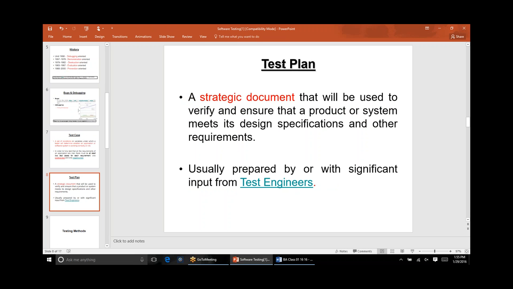Test plan. Make a note of this document called test plan. Now, test plan is a strategic document. Make a note of this term. Test plan is a strategic document. Test plan is an approach document.